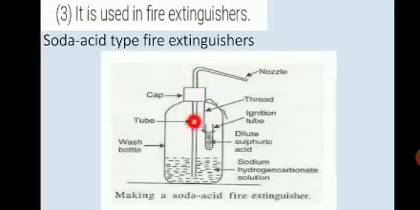The pressure of this carbon dioxide gas forces a stream of liquid to fall on the burning substances through this nozzle. The carbon dioxide gas coming out along with the liquid forms a blanket around the burning substance and cuts off the supply of air to the burning substance.